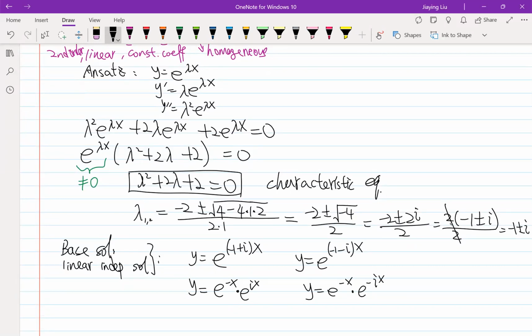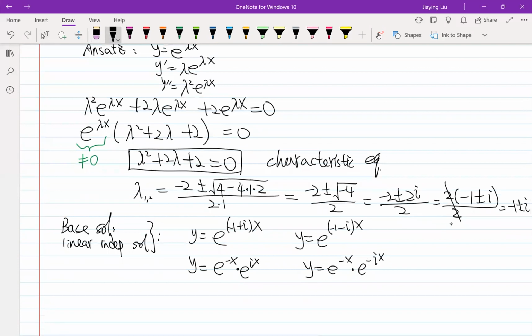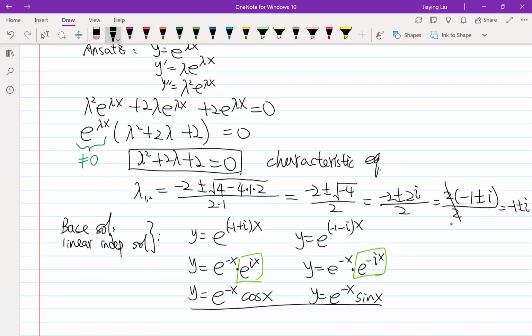And if you remember from lectures, I'm sure Professor Gibson went through this. When you have e to the ix and e to the negative ix, in the general solution, we can rewrite this using the base solution y equals e to the negative x cosine x, and y equals e to the negative x sine x. It depends on the example. Sometimes it's easy to work with sine and cosine, but sometimes it's easy to work with exponential expressions.